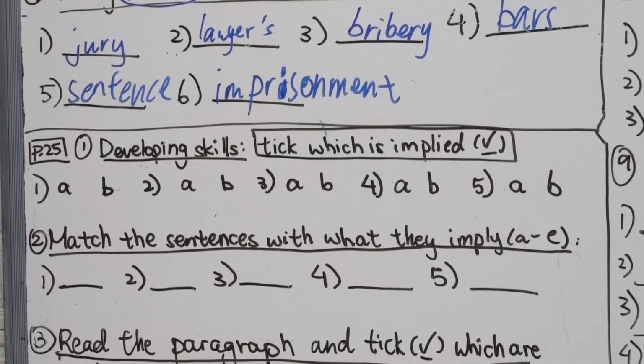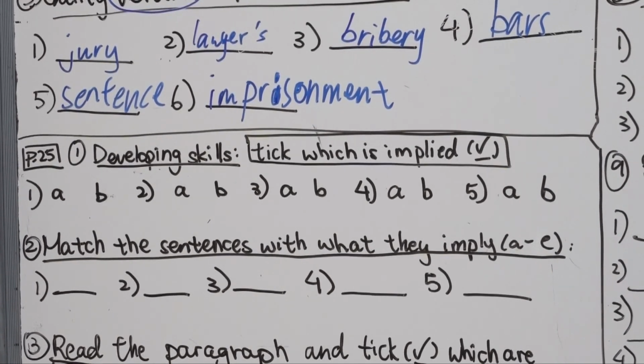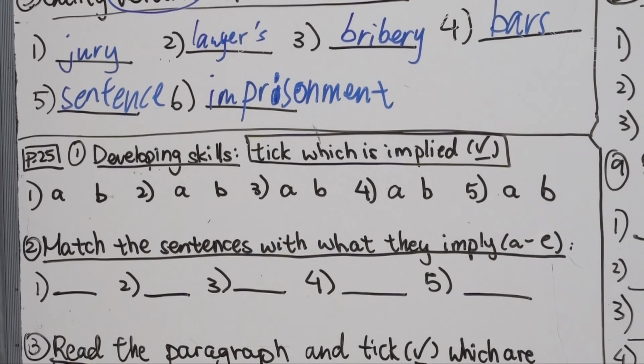So before we do that, let us talk about part 1. So read the sentences and tick what is implied. The implicit meaning, right? The meaning that we have to look behind. We have to search for it. Again, if you don't understand, you can go back to page 23 and look at the first paragraph. Prison taught me a lot. That is an implicit information.